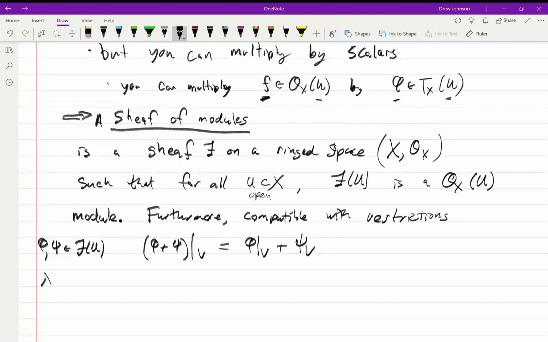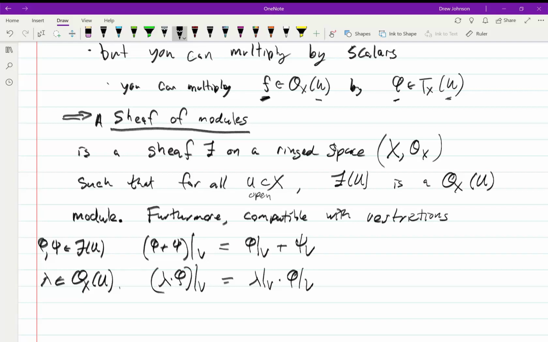So now let's let lambda be an element of OX of U from the structure sheaf, and I want to say that lambda phi restricted to V is the same as lambda restricted to V times phi restricted to V, where here lambda dot phi is supposed to be the module action, right? All right, so these two conditions give the compatibility of the module structure with the restrictions.